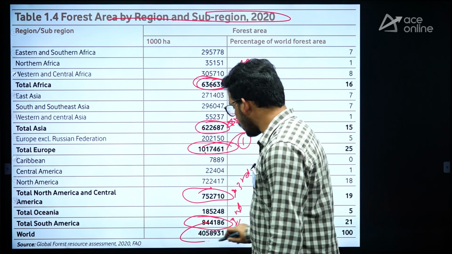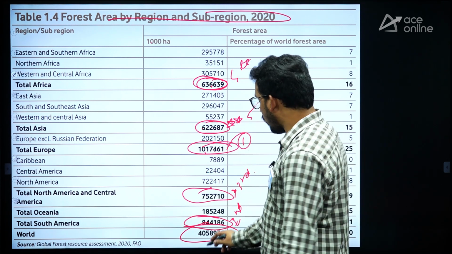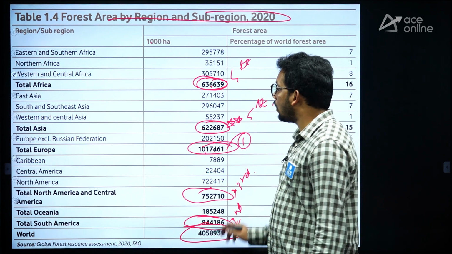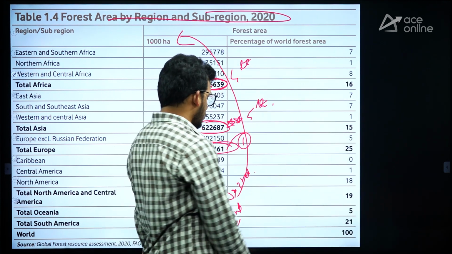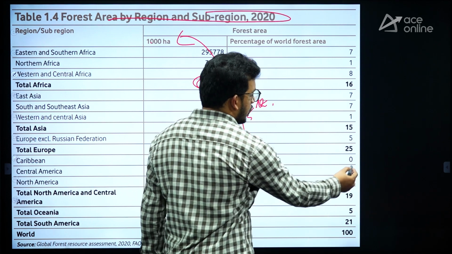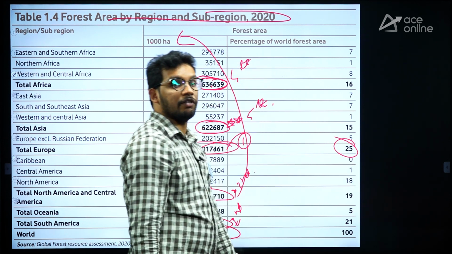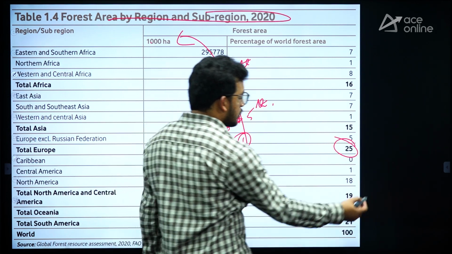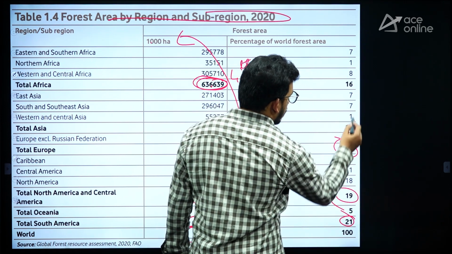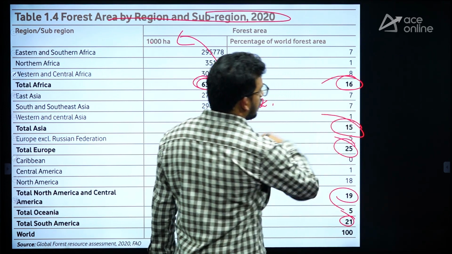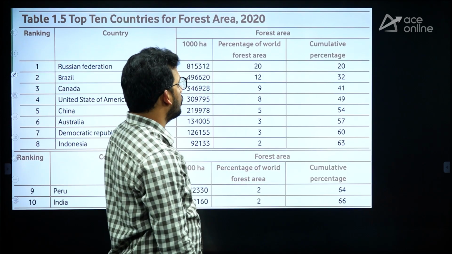So the total forest area around the world is 40,58,931 thousand hectares, right? And in terms of forest percentage also, you can see here, highest, as I said, Europe has 25% of total world forests, then followed by South America, then North America and Central America, then we have Africa, and then Asia. So this is also an important one.